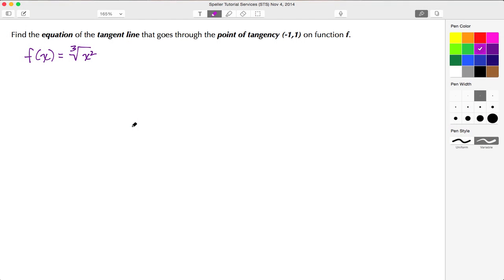Welcome back to STS. In today's video, we're going to find the equation of a tangent line that goes through the point of tangency, which is (-1, 1), for the function f.